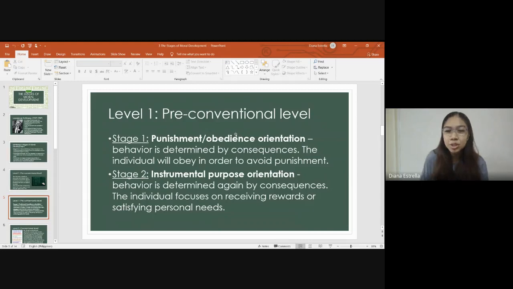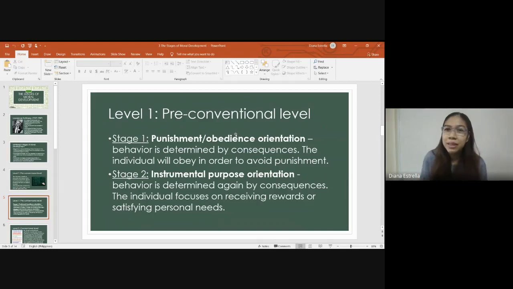Okay. Stage two is you want a reward. That's why you do something. Okay. Not necessarily because you think it's right, but because you want something in return, kumbaga. Another example ito, mga bata ulit. Kasi itong level one, na-observe actually ni Kohlberg, na usually, ganito yung level daw ng mga bata. Ganyan. So, let's go sa reward.